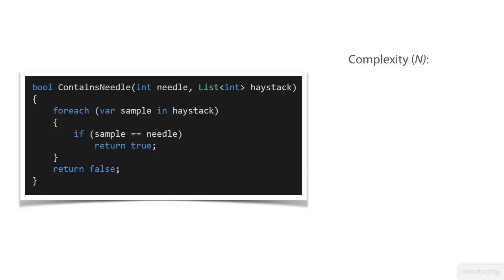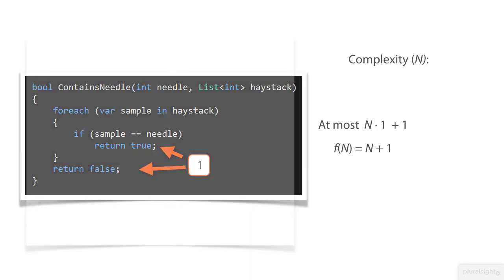Let's take a close look at this contains needle method. If the haystack contains n elements, the for each loop will iterate through at most n elements. In each iteration, it performs exactly one comparison. And whenever it returns, we can say that it uses one instruction. In total, we get n times 1 plus 1 instructions, or just n plus 1. Let's denote that f of n.